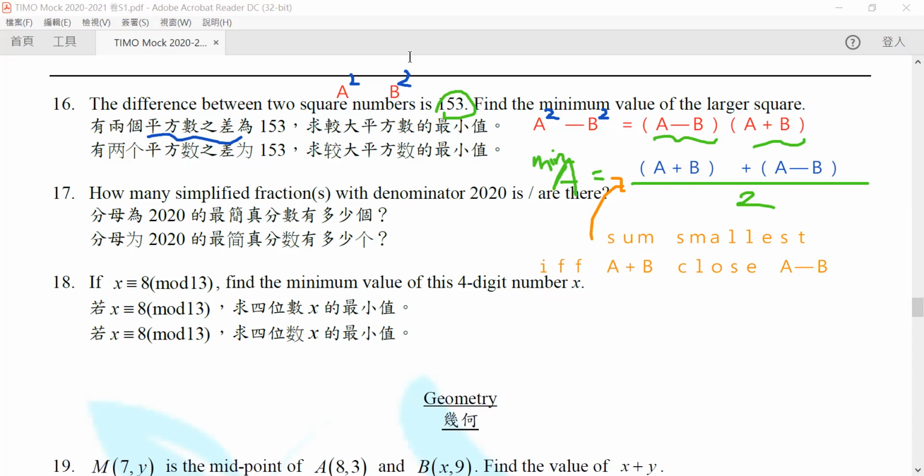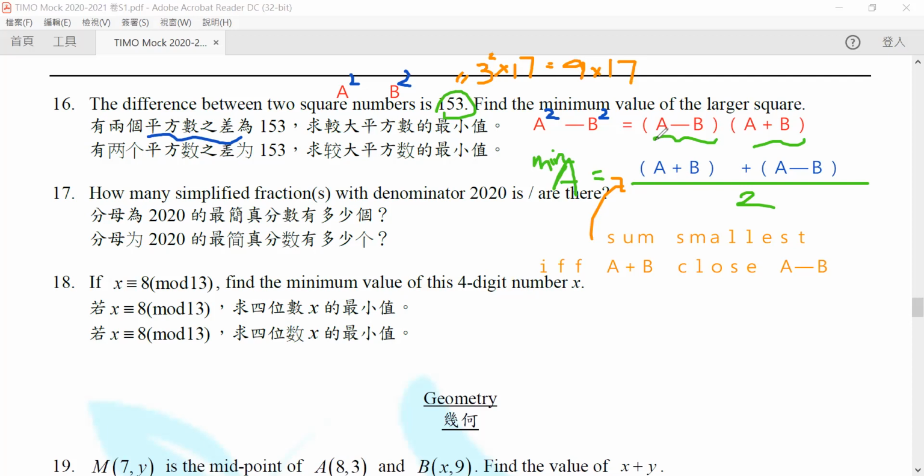So now let's look at 153. What exactly is it? 153, if we divide by 3, then we get 51. So this is 3 times 51. Then if we divide by 3 again, we will get 17, right? So the closest way to write that down is 9 times 17.